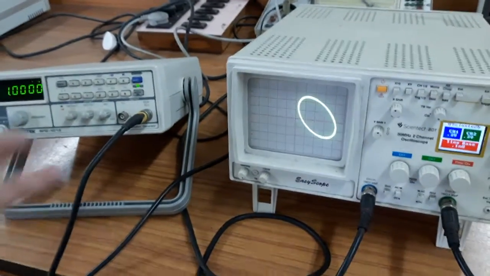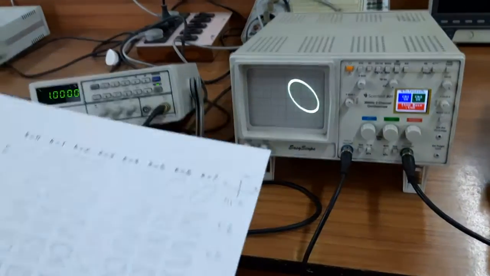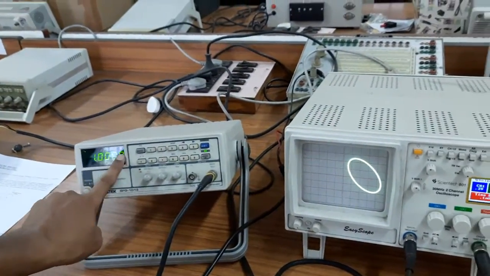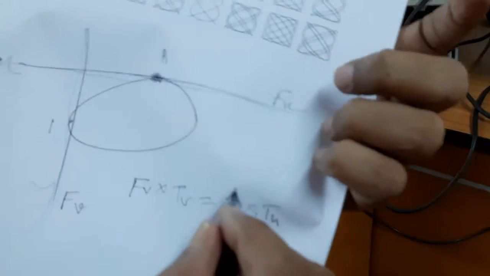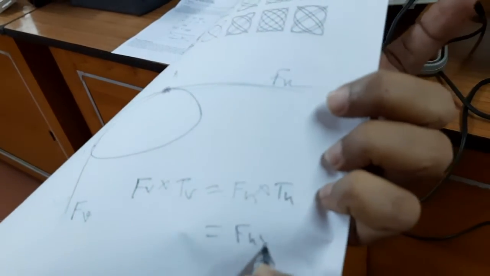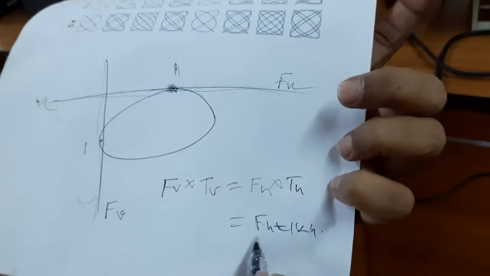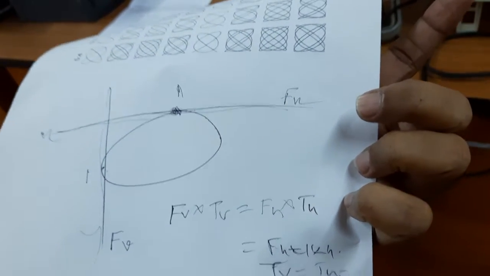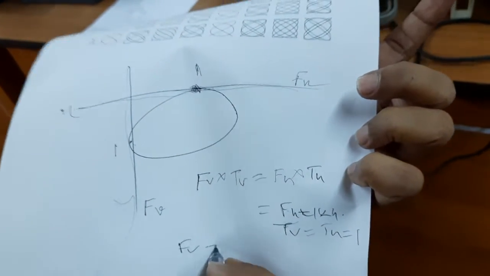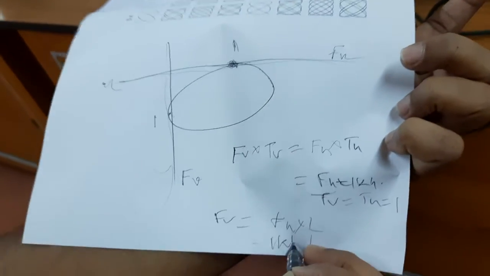Now any one of these two may be the reference frequency, and the other should be the unknown frequency. Say our reference frequency is Fh, this one. We know the frequency here. It is 1 kilohertz. So Fh equals 1 kilohertz. Then clearly Tv and Th are both 1. Then what about Fv? Fv equals Fh into 1 by 1, that is also 1 kilohertz.